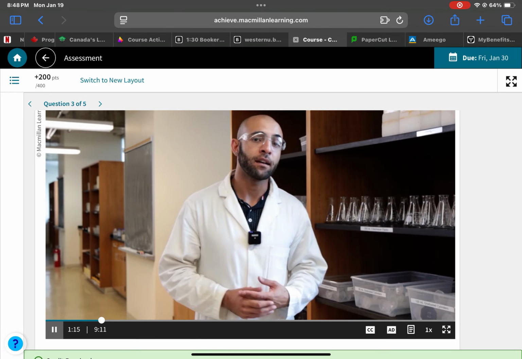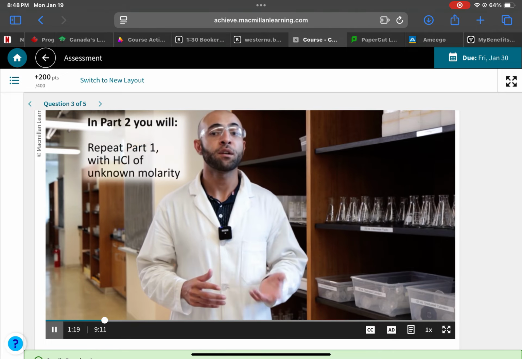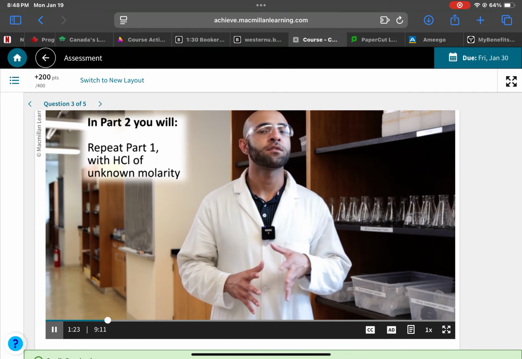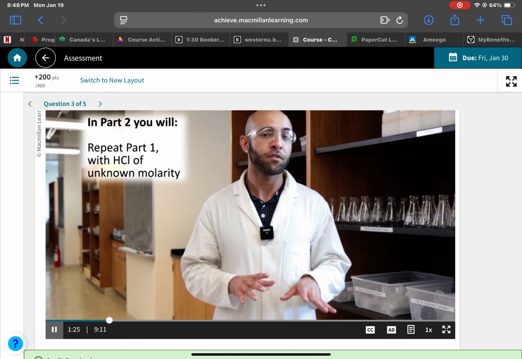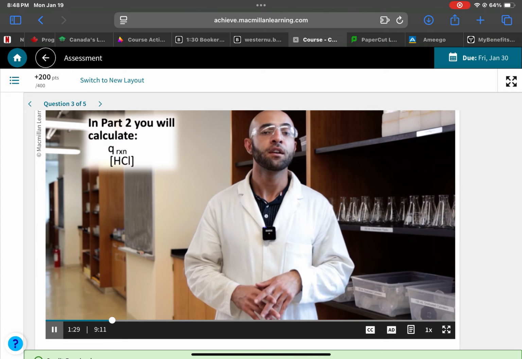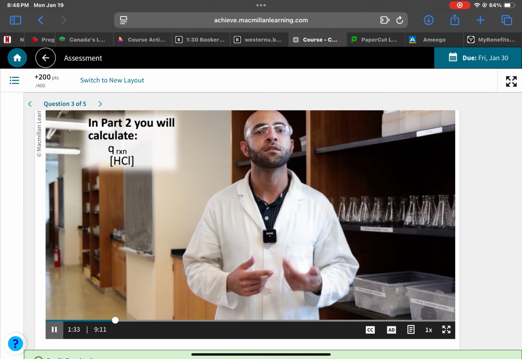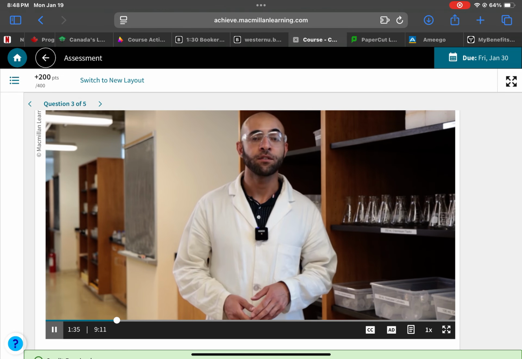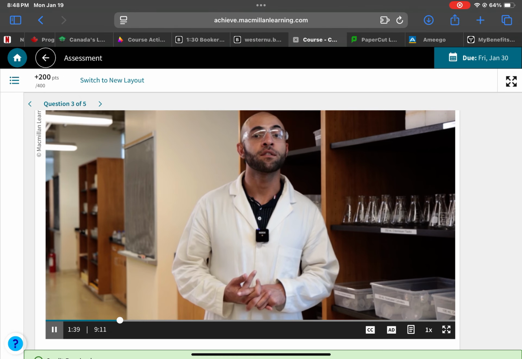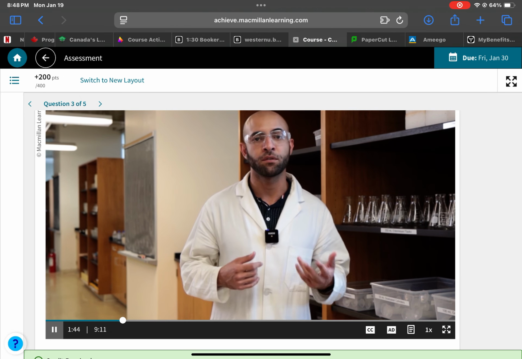Once we know the heat capacity of the calorimeter, we move on to the second part, where we will determine the concentration of a strong acid. This process is similar to that of part 1. However, the heat capacity of the calorimeter has already been determined, which will allow you to calculate the molarity of the unknown solution. Once you have data, you carry out your calculations, and you should be attentive to the number of decimal places or significant figures you use to report your results.